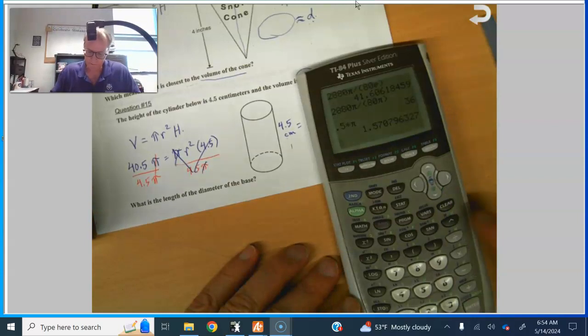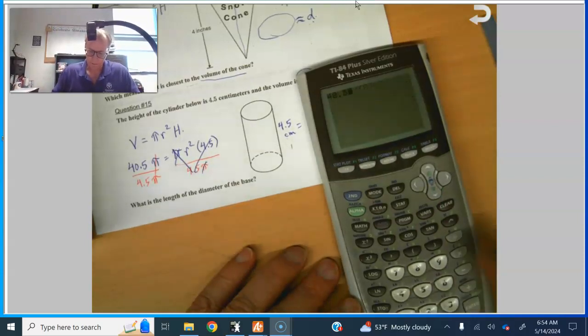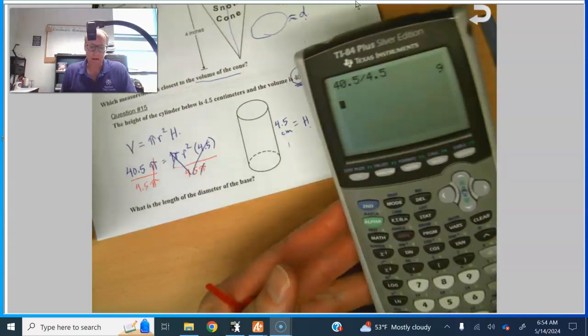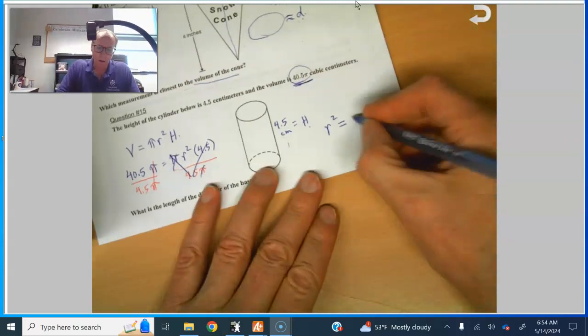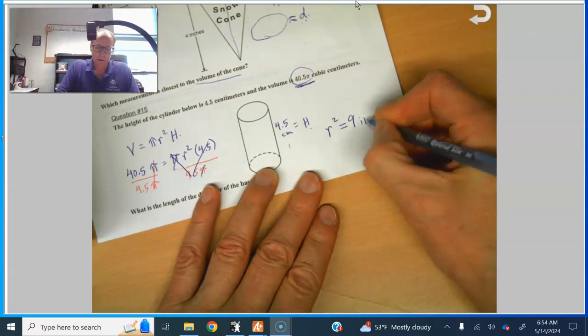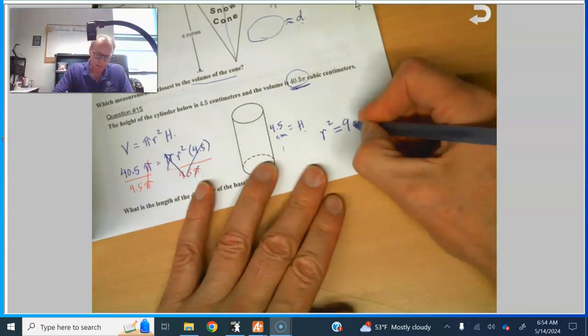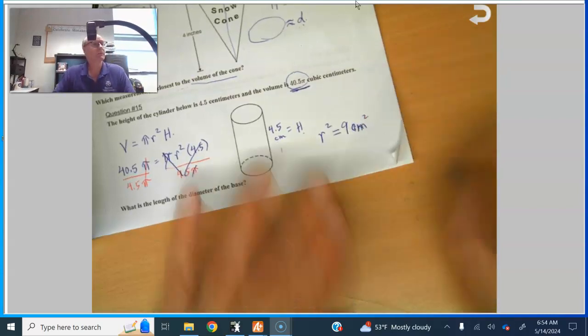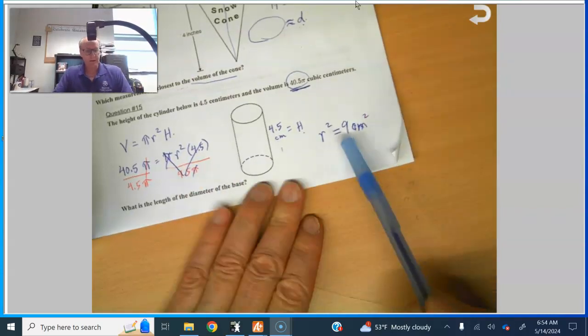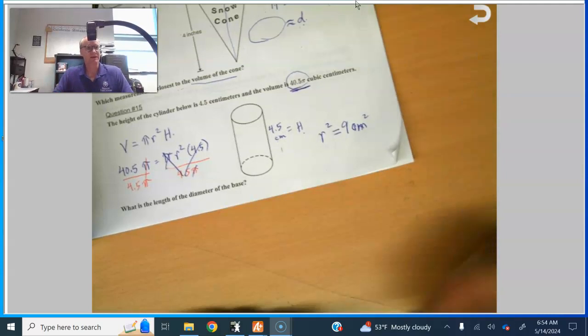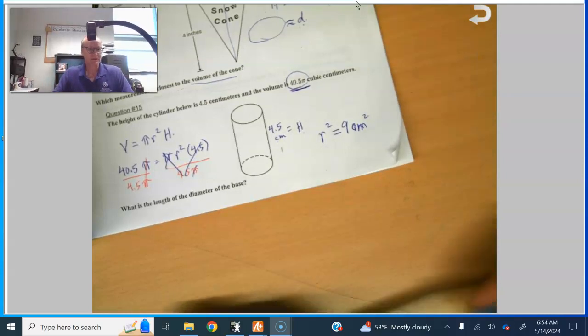Helps if I turn it on, I guess. And it gives me 9. Oh. Well, there we go. Centimeters. Dang. Put the wrong unit. Sorry. There we go. And if you want the radius, you have to take the square root of both sides, and you'll have your radius.